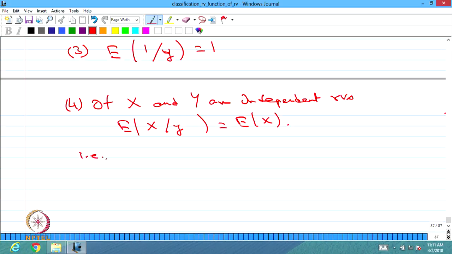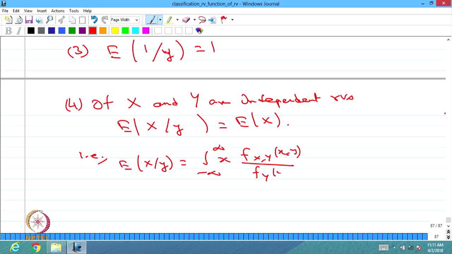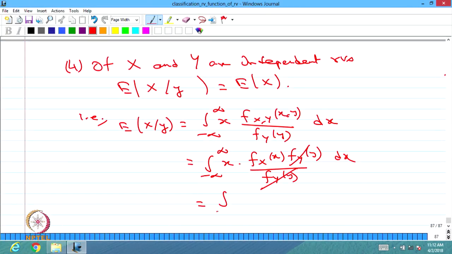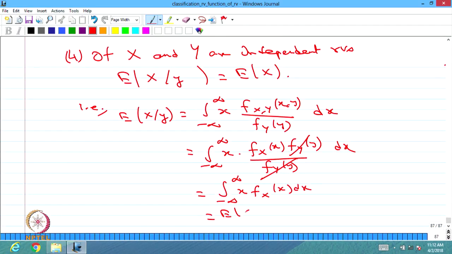Suppose I consider both the random variables are of the continuous type. That means expectation of x given y is nothing but the integral from minus infinity to infinity of x times the conditional density, and conditional is the same as joint divided by marginal. Again, since these two random variables are independent, I can rewrite the joint as the product of the marginals, and it cancels out. So you will get the integral from minus infinity to infinity of x times the probability density function of x, that you know is the same as expectation of x.